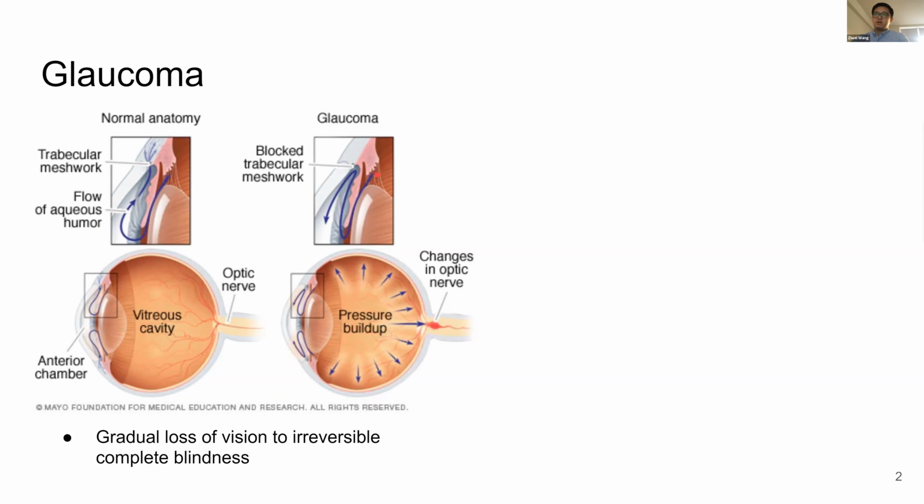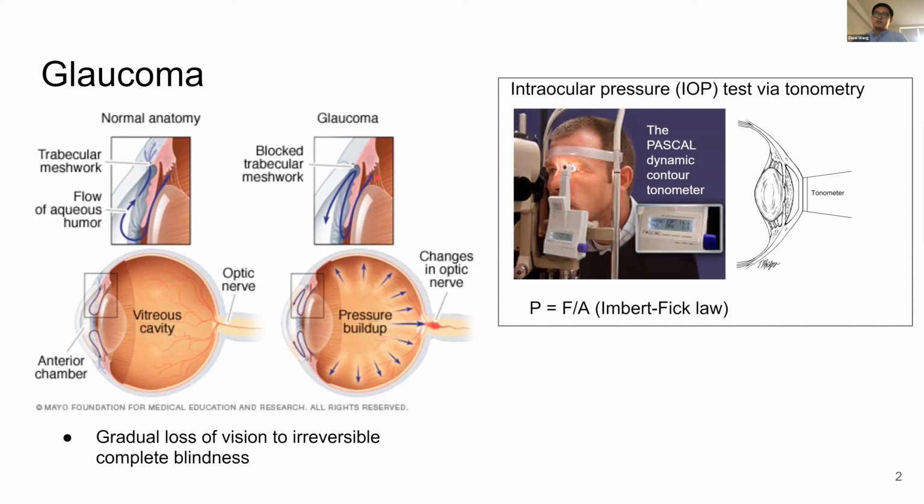So the diagnosis of glaucoma mainly relies on the intraocular pressure test. And one of the widely used clinical methods is ocular tonometry. Basically, the tonometer has a rod that we use to press the cornea so that we can get the reaction force. And based on the Imbert-Fick law, we can calculate the pressure, or the intraocular pressure, in the eye.